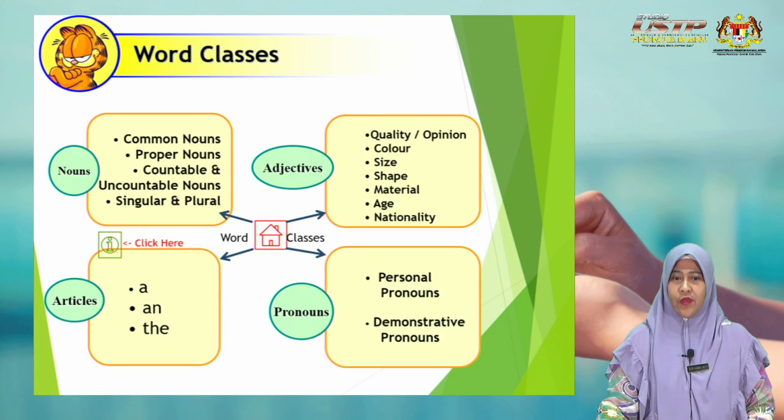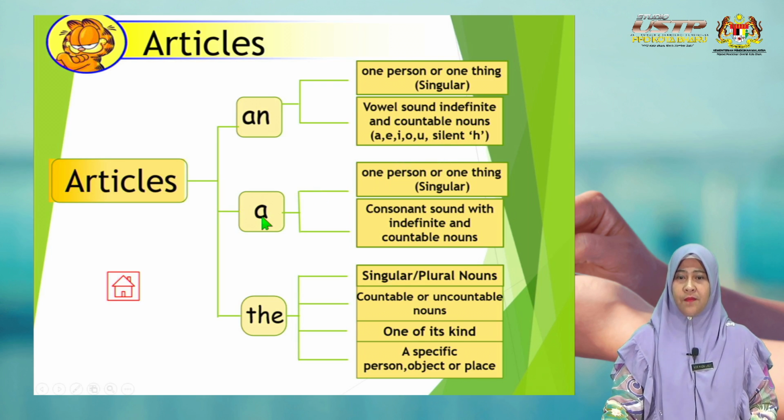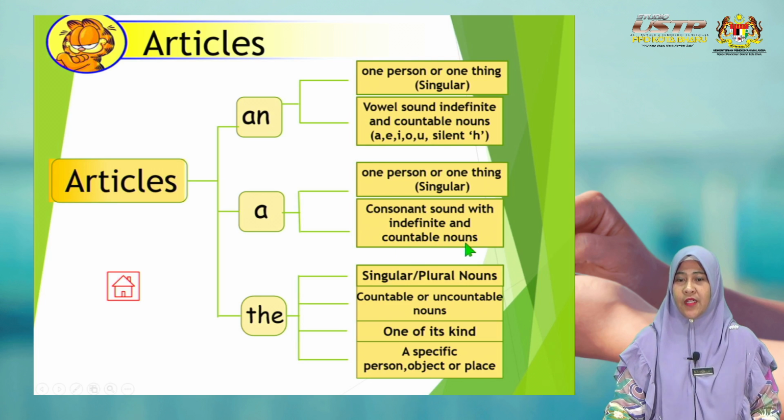Okay, finally, we come to the third word class, which is articles. It refers to the words a, an, and the. We use an for one person or one thing that is singular, and it is also used for vowel sounds with indefinite and countable nouns: A, E, I, O, U or a silent H. A is used for one person or one thing that is singular. It is also used for consonant sounds with indefinite and countable nouns.